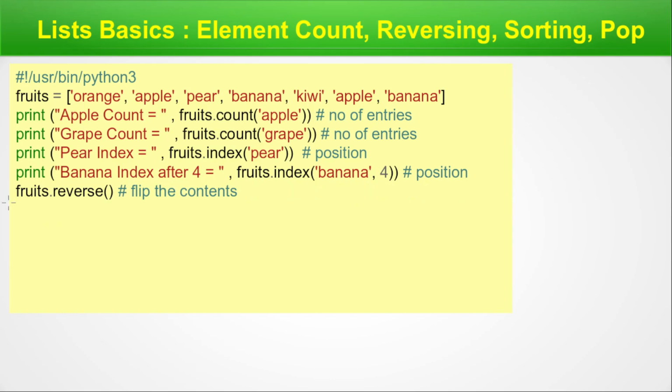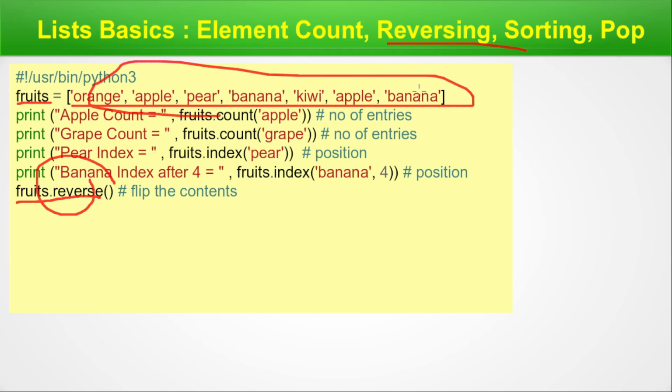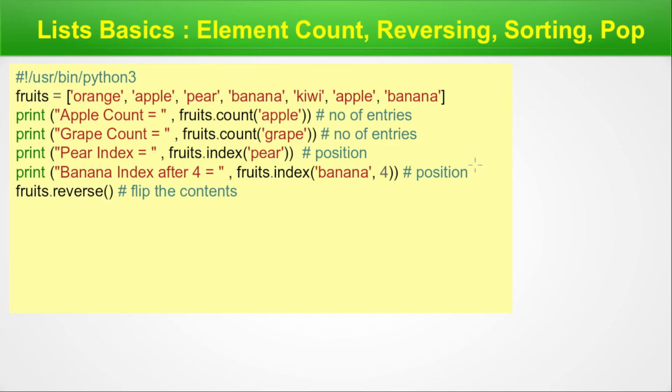Next we have the reversing operation. So how is the reversing operation done? We have the list, we simply add the reverse method here. So we write fruit dot reverse, and it will reverse the entire list here. So this list will be reversed. So banana will come first and orange will go at the end, and similarly this will come second, this will go here, like that. Reversing will happen.